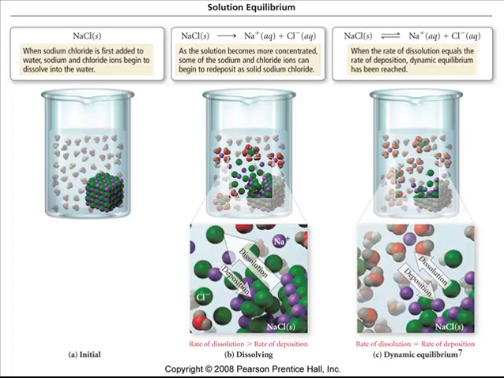It starts out with just solid sodium chloride. The solid sodium chloride breaks up into sodium and chloride, and then when the rate of dissolution and deposition equal one another, this is where you have it dissolving and reforming constantly. This here would be if you still had a solid amount of solid at the bottom.